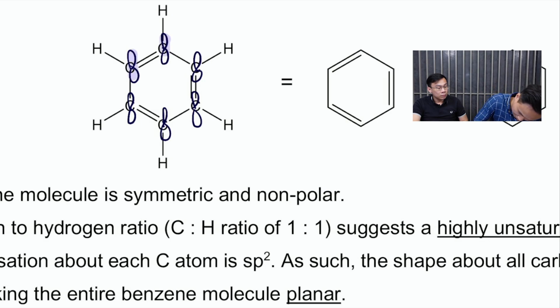So do this on your paper with me. Go to that p orbital there. You can do this with me. They are parallel to each other. They're going to sideway overlap to form that double bond here. Sideway overlap, double bond, perfect. Sideway overlap, perfect. And we have 3 double bonds.